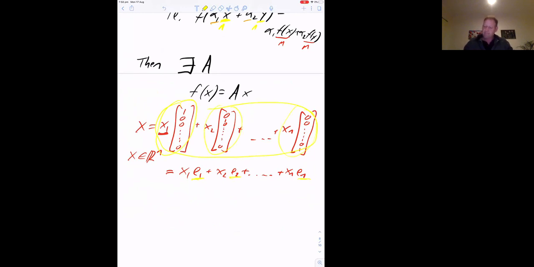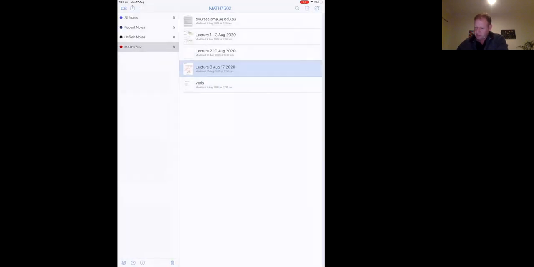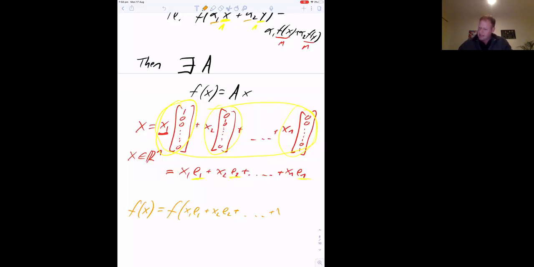Okay. So now let's use the fact that our transformation is linear. So f of x is f of x1 times e1 plus x2 times e2 plus xn times en. Now these x's are the scalars. And now let's use our linearity property. We'll use it n-1 times, because if it happens once, we can do it again and again. So then we get x1 times f of e1 plus x2 times f of e2 plus xn times f of en.